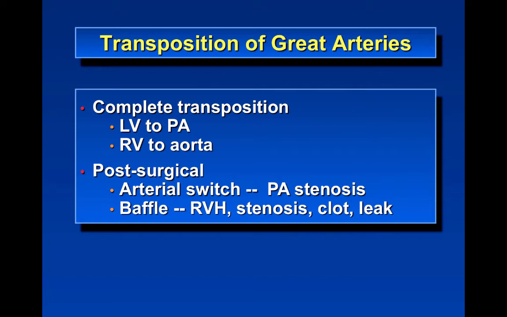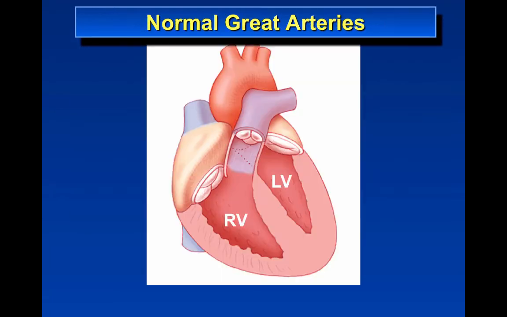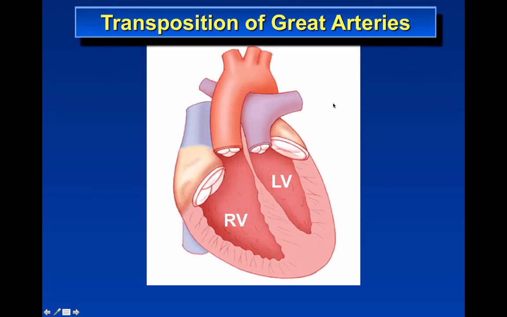In the baffle type procedure, Mustard or Senning, we assess right ventricular hypertrophy and enlargement, stenosis or thrombosis of the baffle, as well as a baffle leak. So this diagram indicates the normal anatomy with right ventricle to pulmonary artery connection and left ventricle to aortic connection. Aorta is back here. Whereas in transposition of the great arteries, the right ventricle connects to the aorta and the left ventricle connects to the pulmonary arteries.